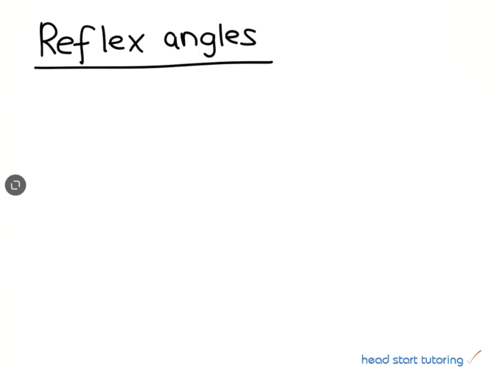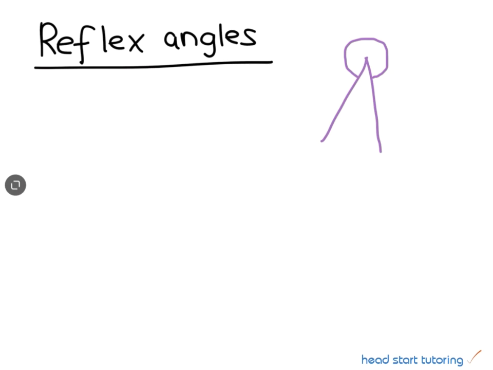Right, we're going to have a look at reflex angles. Now, a reflex angle, you need to label it correctly because it can look a bit like an acute angle or an obtuse angle, but it's actually the outside bit of that acute or obtuse angle.